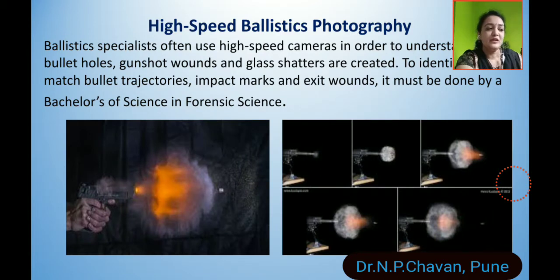Then the next technology is high speed ballistic photography. The name only suggests ballistic, so that is related to firearm weapons. The ballistic specialist often uses high speed cameras in order to understand how bullet holes, gunshot wounds and glass shatters are created, to identify and match the bullet trajectories, the impact mark and exit wound. It must be done by someone with a Bachelor of Science in forensic science.